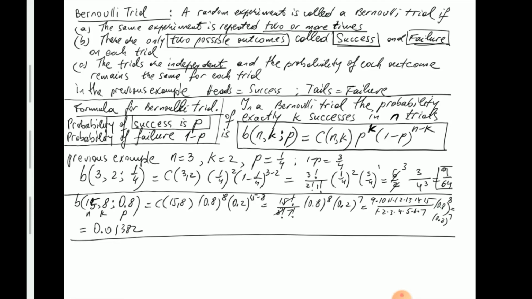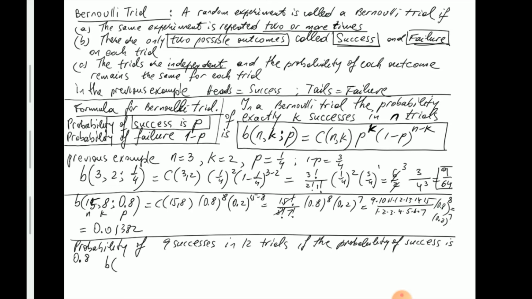So let's say I want to find the probability of n successes in 12 trials if the probability of success is 0.8, just like before. So again, that's another direct or nearly direct application of the formula. You just have to make sure you write the numbers in the proper position, right? So 12 trials, that means n is 12.